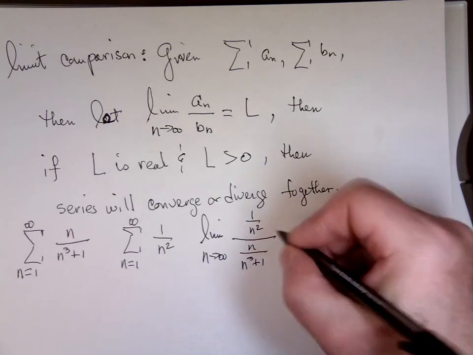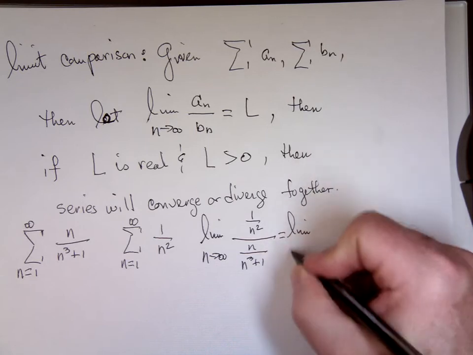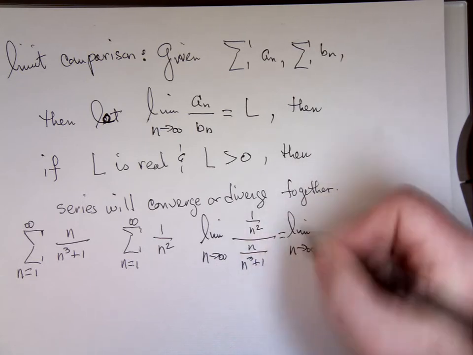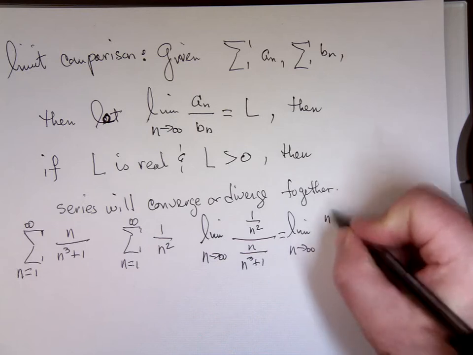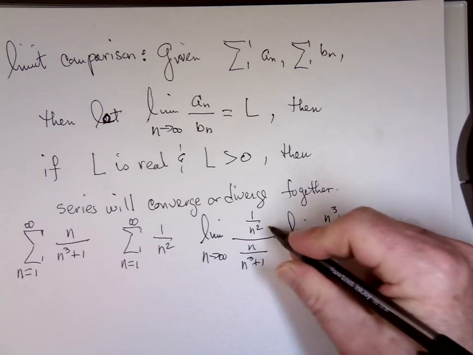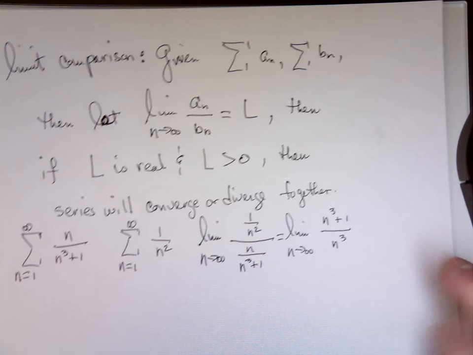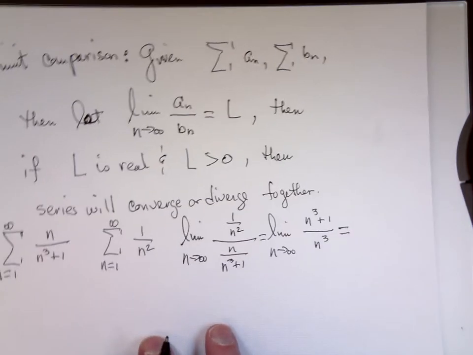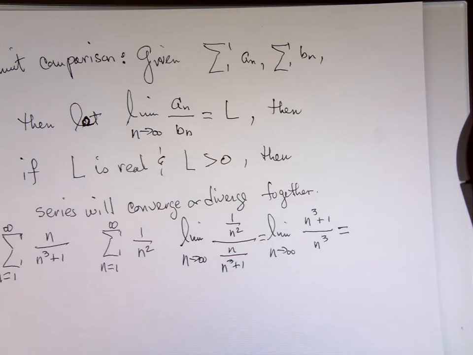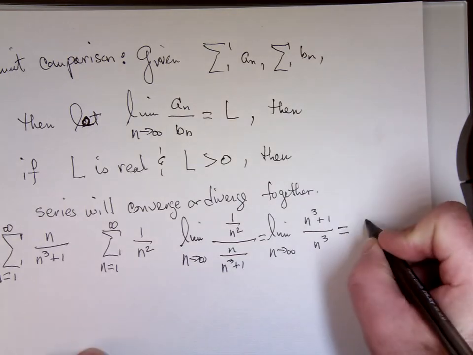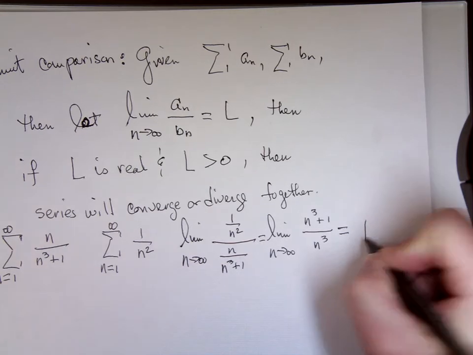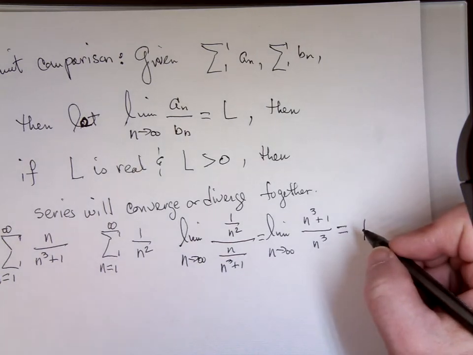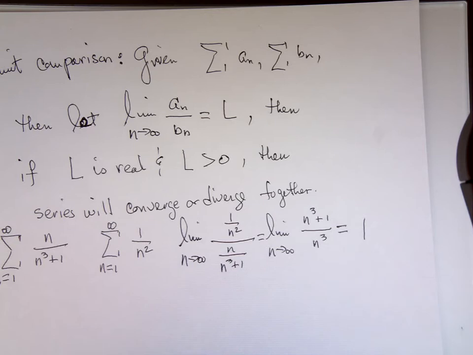Let's multiply by the reciprocal here. This becomes the numerator, and n squared times n cubed becomes the denominator. Now, what's the limit as n goes to infinity of n cubed plus 1 over n cubed? 1. Good, Danielle. That's greater than 0. It's real. Therefore, the two series converge or diverge together.